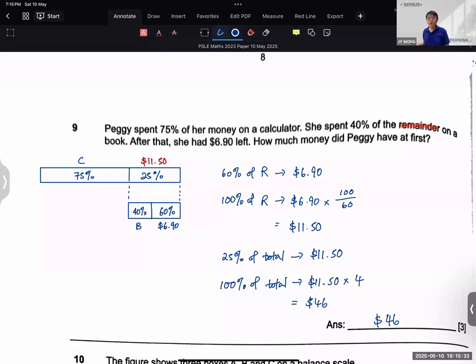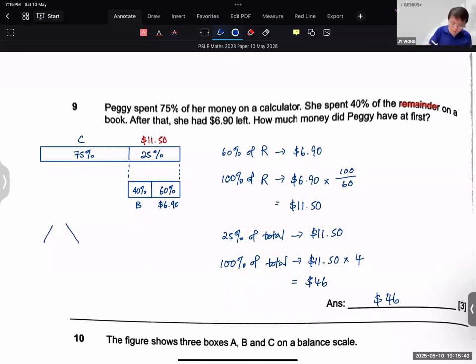If you did it by branching, it is fine. Okay? If you did it by branching, your branch should look something like this. So this is 75%. This is 25%. This is your remainder. This is your calculator. And then of your remainder, this is 40% on the book. And this is 60% left.